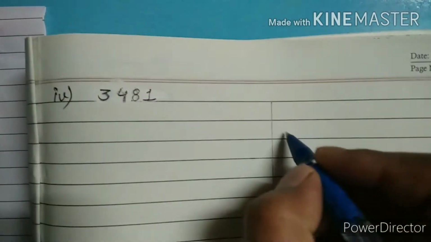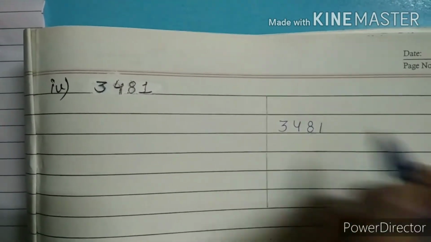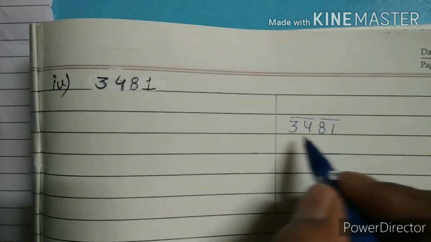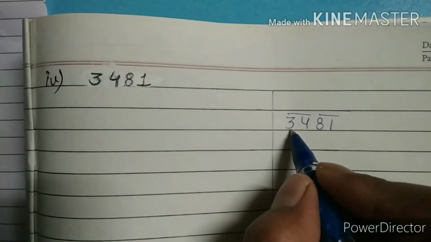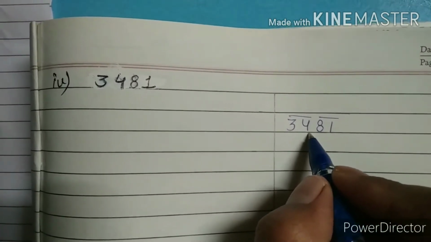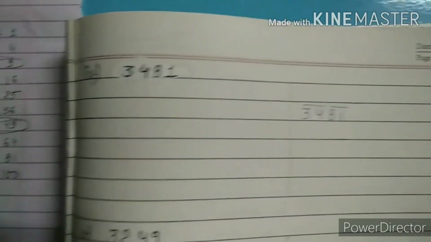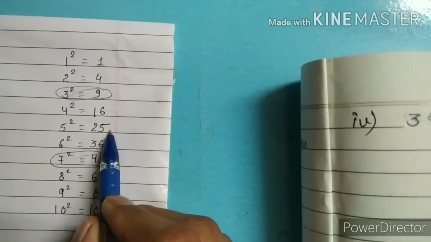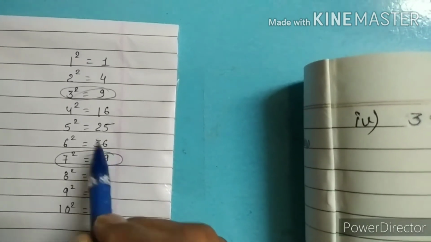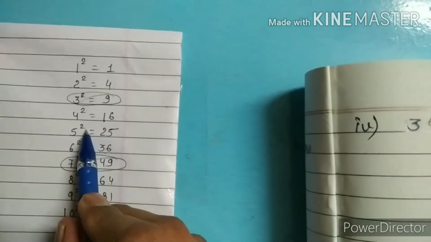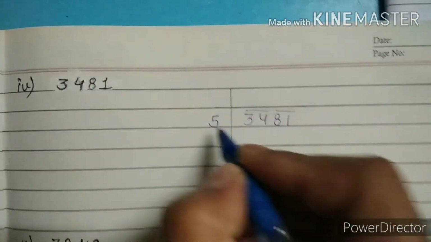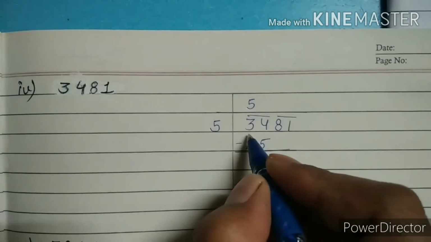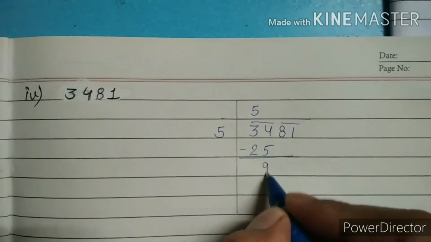Fourth is 3481. Again we will do the pairing: 81 and 34. Two pairs are here. Now we want a number whose square is less than or equal to 34. Less than 34 is 25, because 36 is greater than 34. So we will put 5 squared. 5 into 5 is 25. After subtraction, 34 minus 25 is 9.